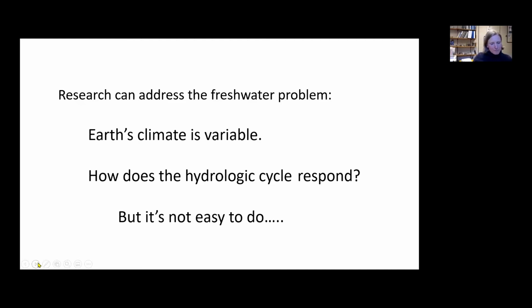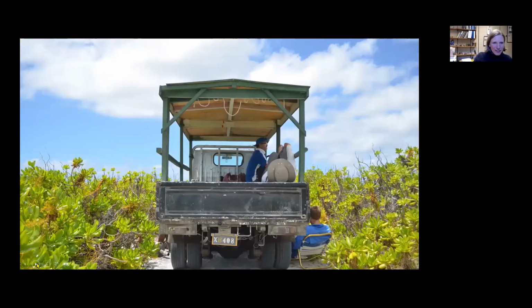Unfortunately, this is not easy to do. This is not easy research to do. If you try to do it boots on the ground style, you run into problems. It's very difficult to do boots on the ground research in these remote tropical islands.